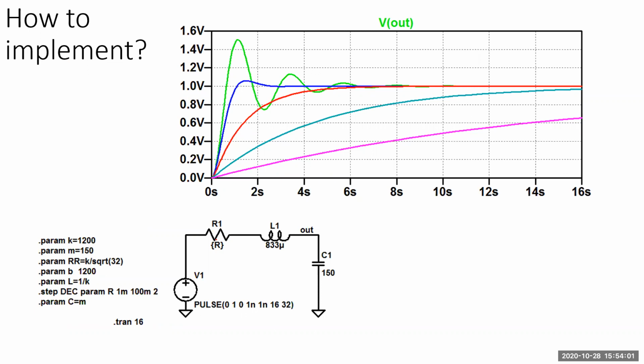And yeah, if we look at stepping this parameter here, R is going from 1 milli to 100 milli. It's taking 2 steps per decade, right? So we see this kind of overdamped response. Right here, red is very close to critically damped. And then the blue, there's a little bit of overshoot. So that's underdamped. And then here's a lot of ringing, right?